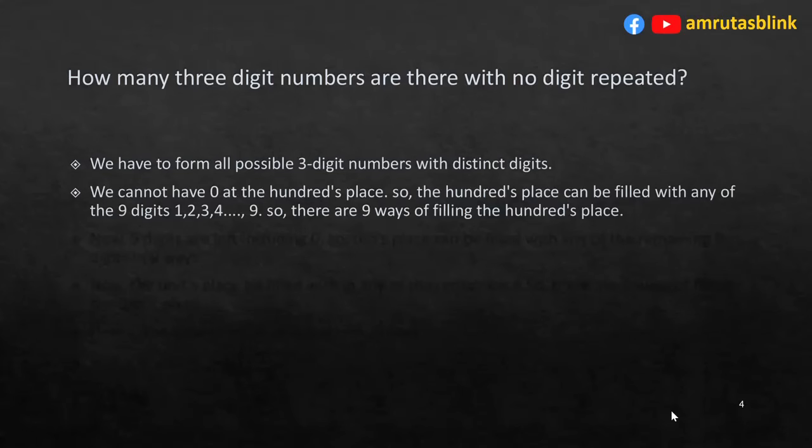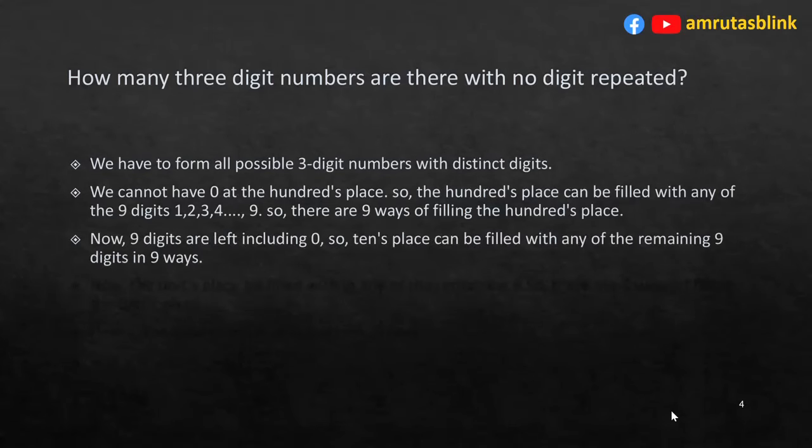So the hundreds place of this 3-digit number can be filled in 9 ways, that is we can have 1, 2, 3, 4, 5, 6, 7, 8 and 9. So any one of the digits out of these 9 can be placed at the hundreds place. So the hundreds place can be filled in 9 ways.